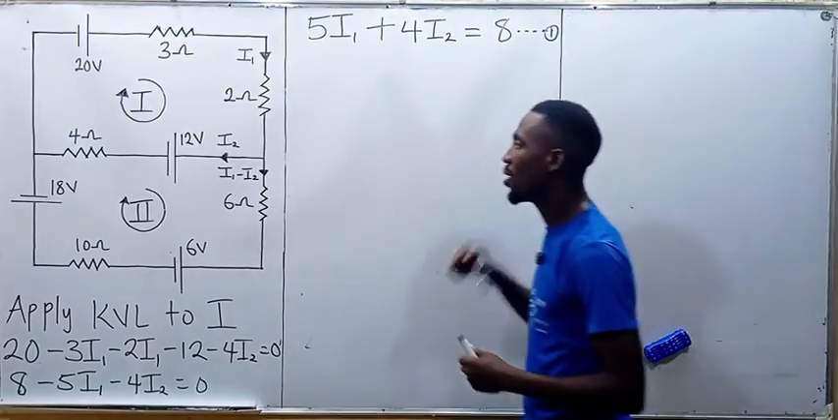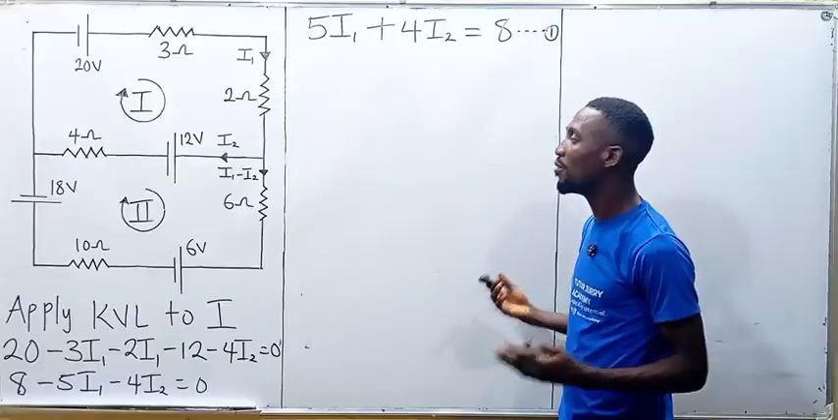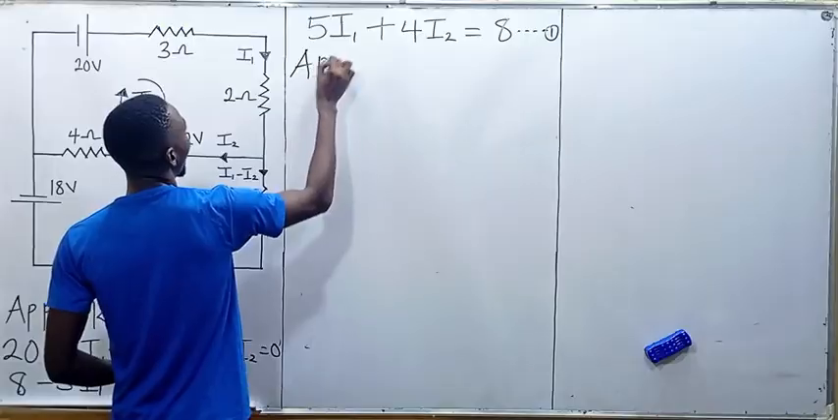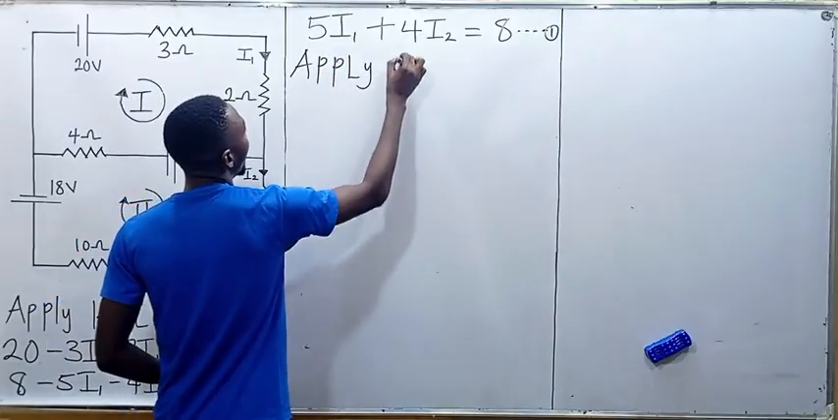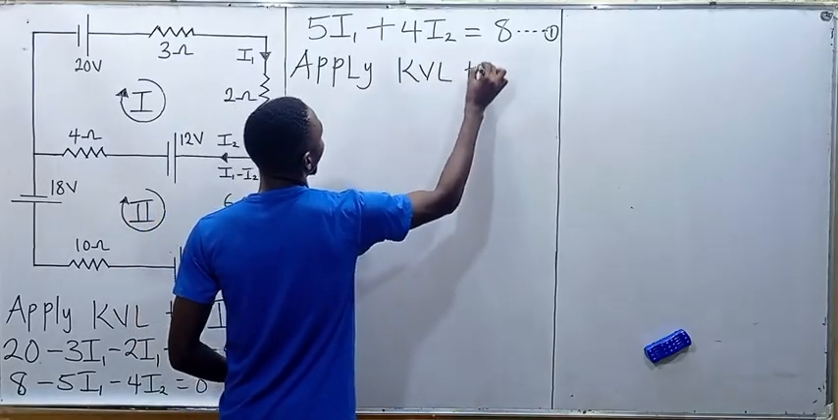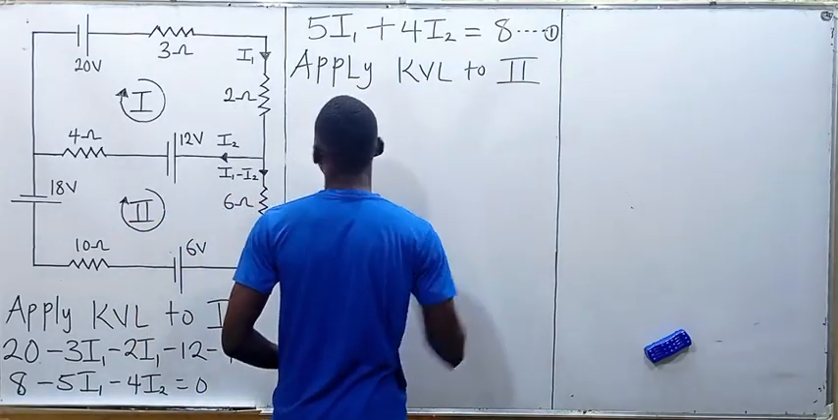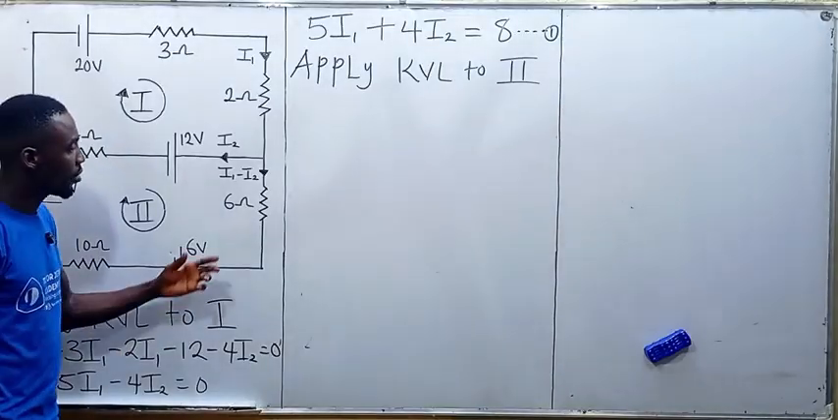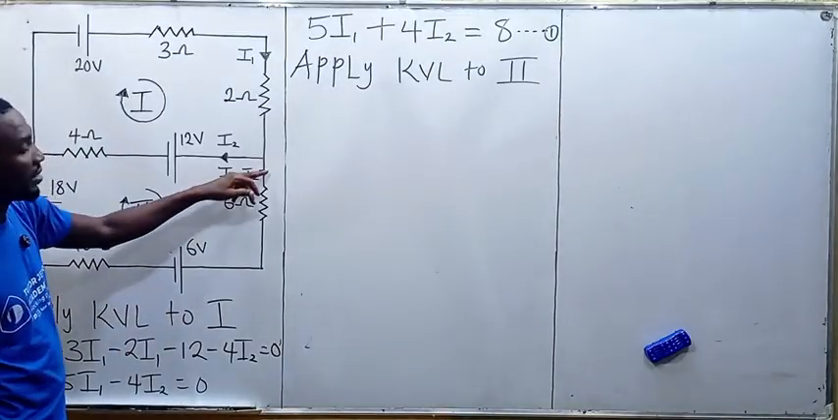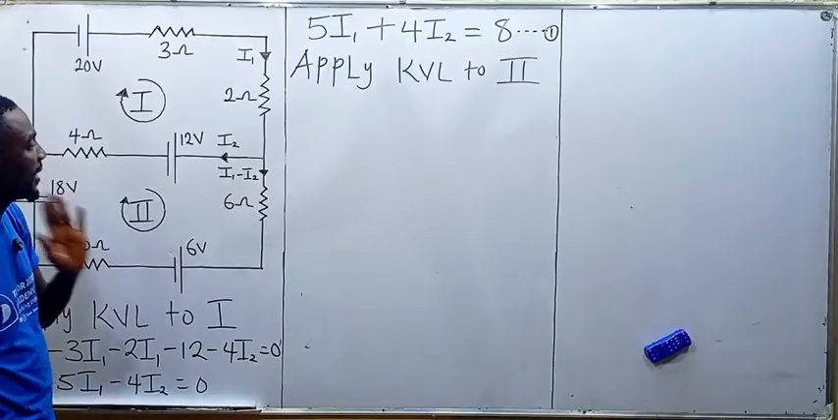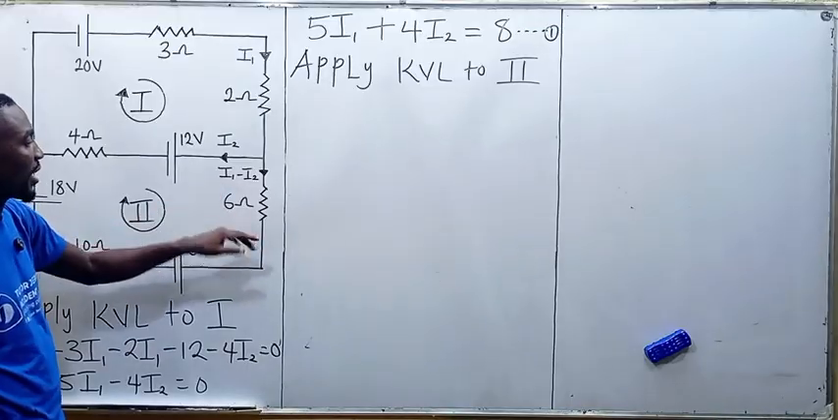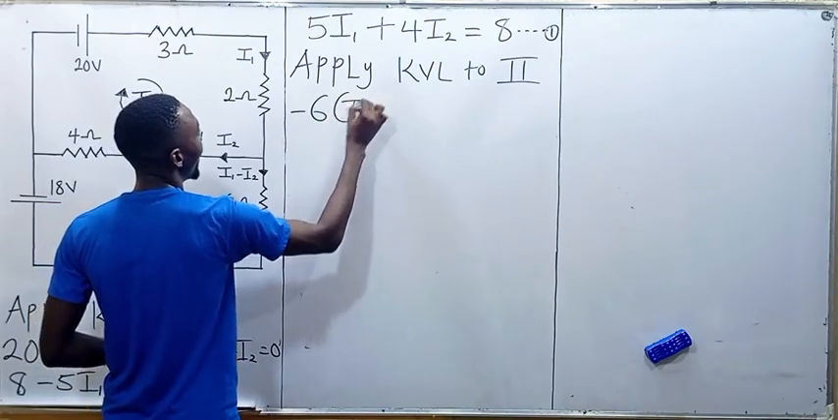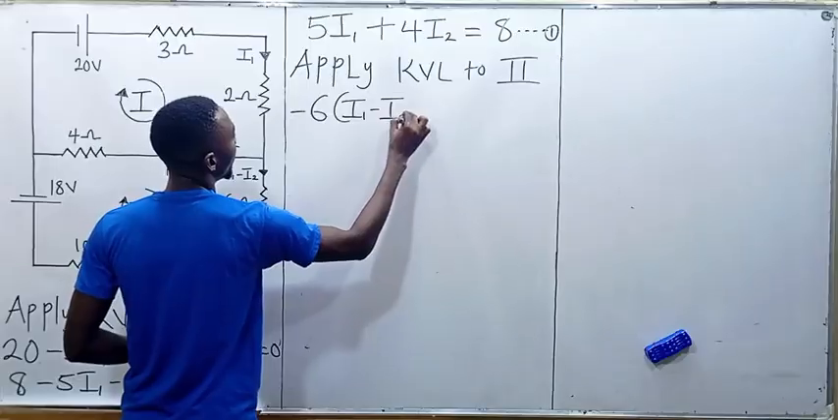Again, we are going to apply the Kirchhoff voltage law, KVL, to the second loop. Let's start from this angle here. This is our direction, and the current is going in the same direction, and the current flowing in this part is I1 minus I2. So the voltage is going to be minus 6 into I1 minus I2.